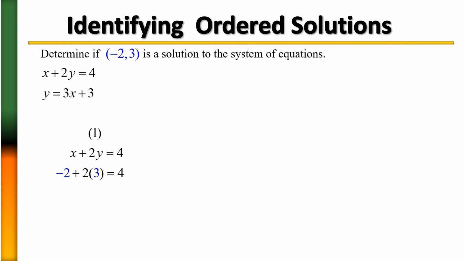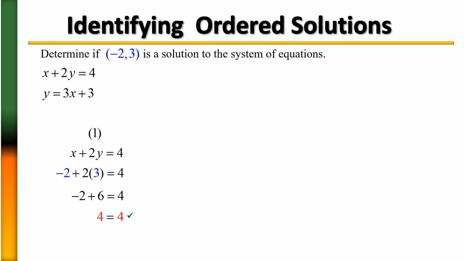So let's do order of operations, starting with the multiplication. 2 times 3 is 6. 6 combined with a -2 is going to give me 4, which does equal the right side. So 4 equals 4. That is a true statement. So that means that the ordered pair (-2, 3) is a solution to the first equation. Now we have to plug it into the second equation to see if it is a true statement as well, because that's the only way it's going to be a solution, is if it is to both equations.